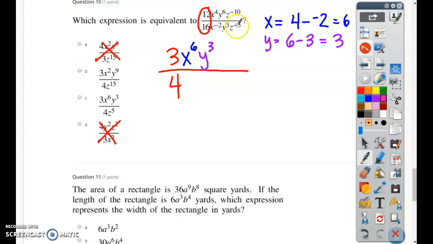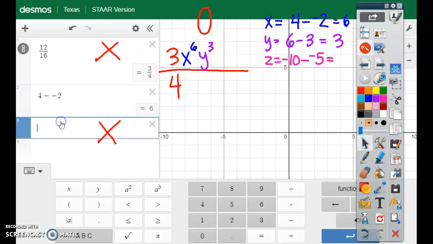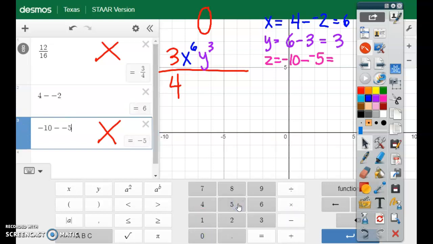The z's, both of them are negative. So when I do z, I'm going to do negative 10 minus negative 5. Negative 10 minus negative 5. It gives me a negative.